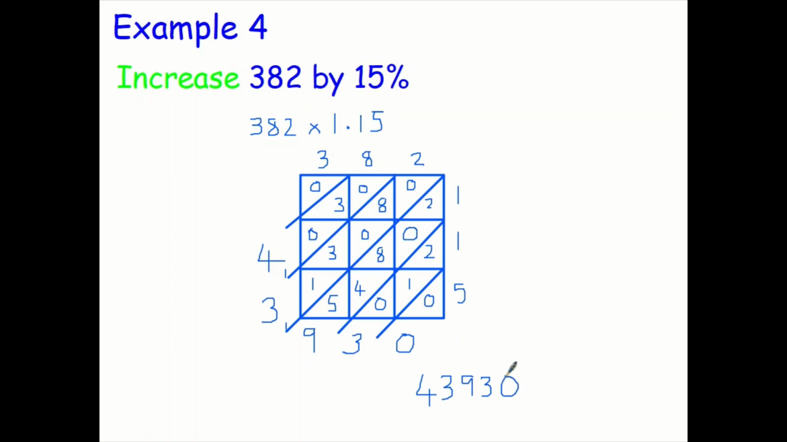Well, if I'm increasing 382 by 15%, I reckon it's not going to be 43,930. It's not going to be 4,393. I reckon it's going to be 439.30.